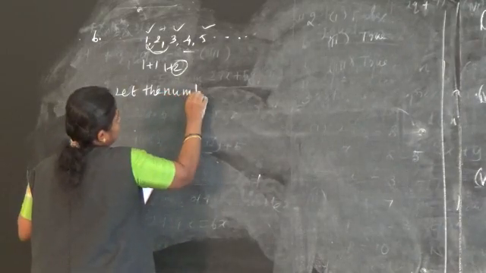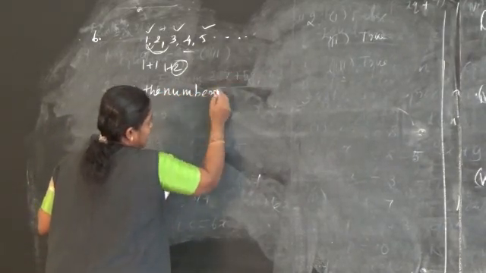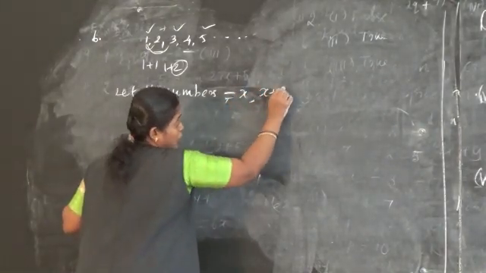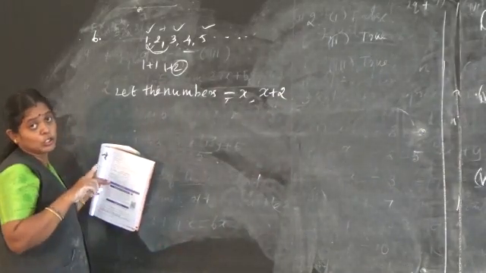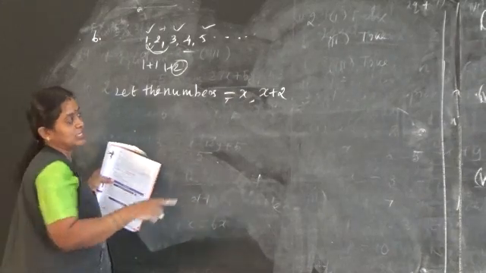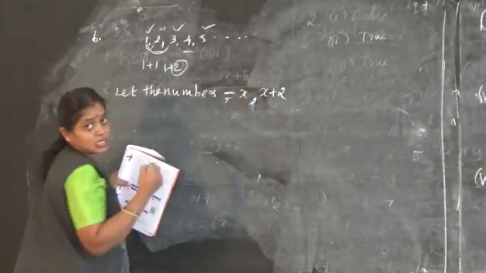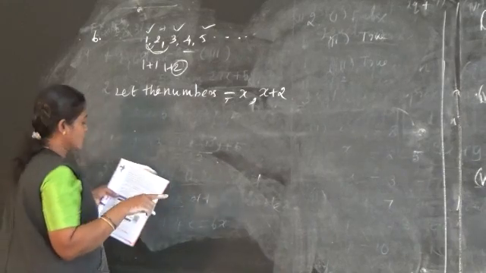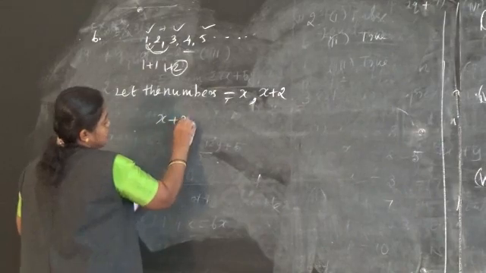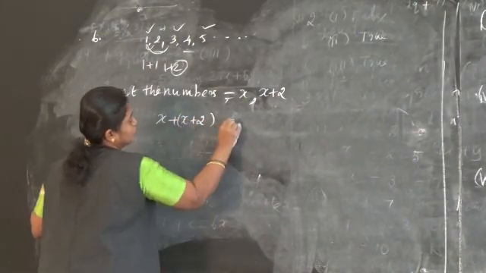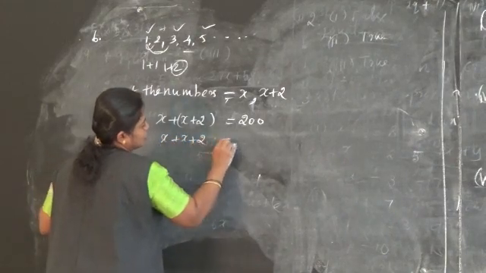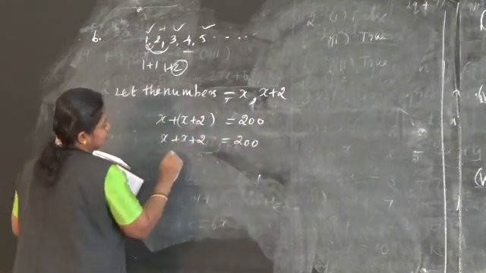So let the numbers be, first number I am taking x, then what is the next number? x plus 2. How? Because if you are adding 2 only, you are getting the next odd number. If you are adding 1, you will get an even number. That's why I am taking here x, x plus 2. Sum of two consecutive numbers is 200, given to us. So x plus x plus 2 equal to 200. I am removing the bracket here.